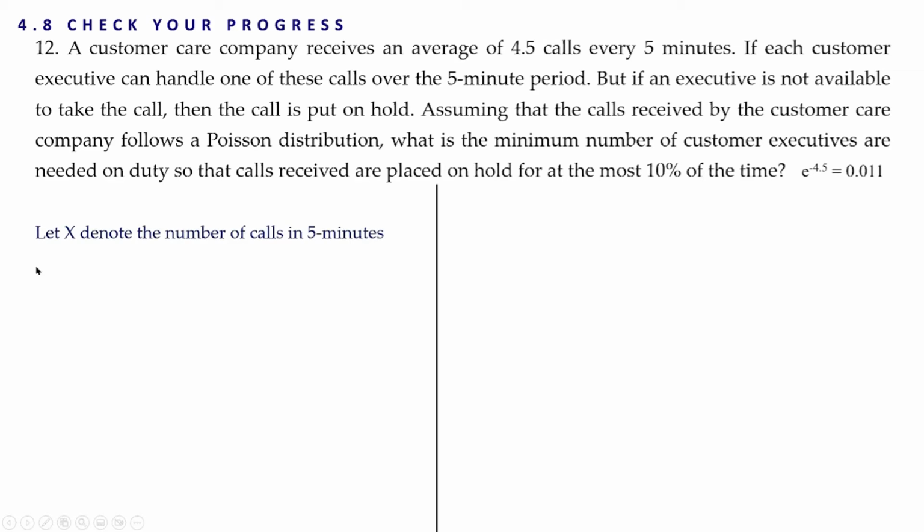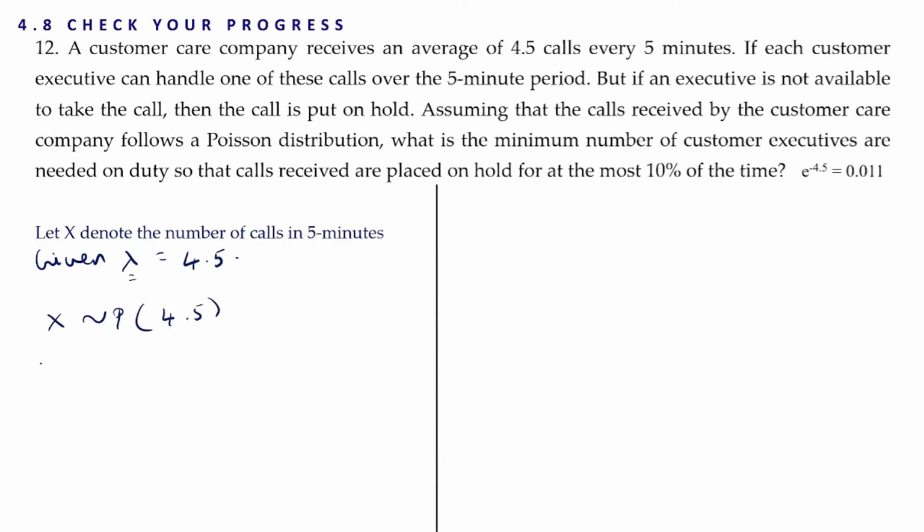So let X denote the number of calls in 5 minutes. Here they have given it receives an average of 4.5 calls every 5 minutes, so lambda is directly given here. Lambda is 4.5. So X follows a Poisson distribution with this parameter lambda 4.5.